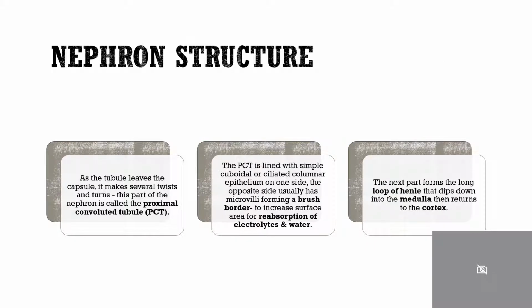The nephron structure. As the tubule leaves the capsule, it makes several twists and turns, and this part of the nephron is called the proximal convoluted tubule. The proximal convoluted tubule is lined with simple cuboidal or ciliated columnar epithelium on one side. The opposite side usually has microvilli forming a brush border to increase surface area for reabsorption of electrolytes and water. The next part forms a long loop of Henle that dips down into the medulla, then returns to the cortex.